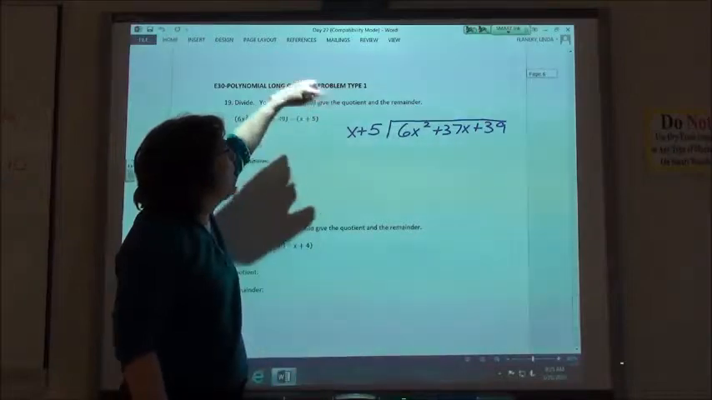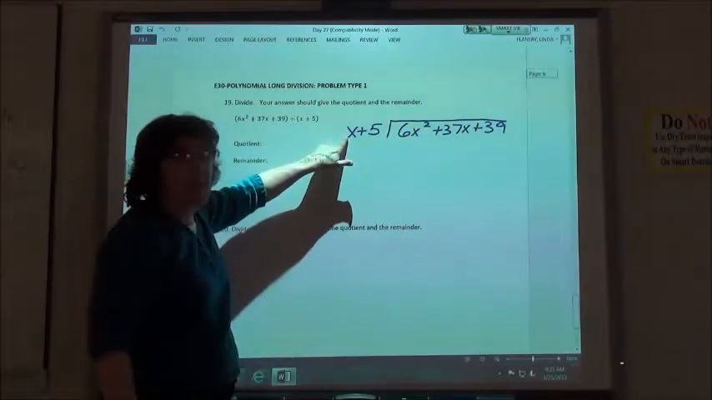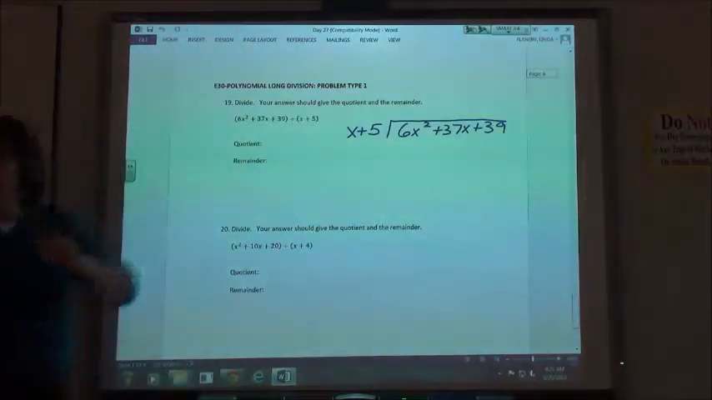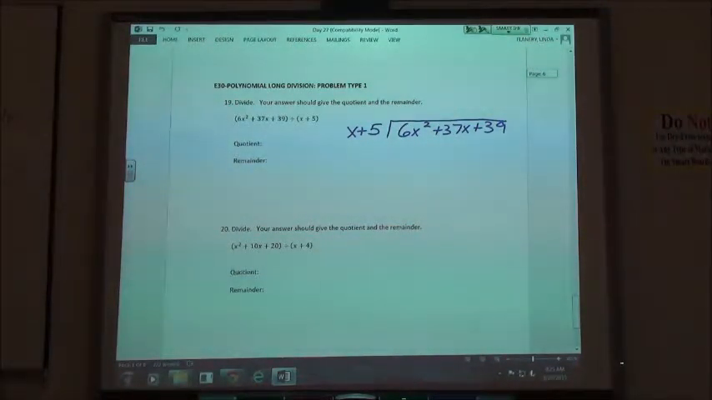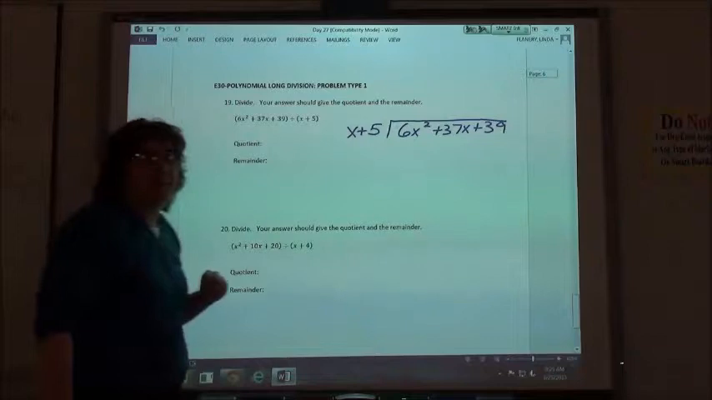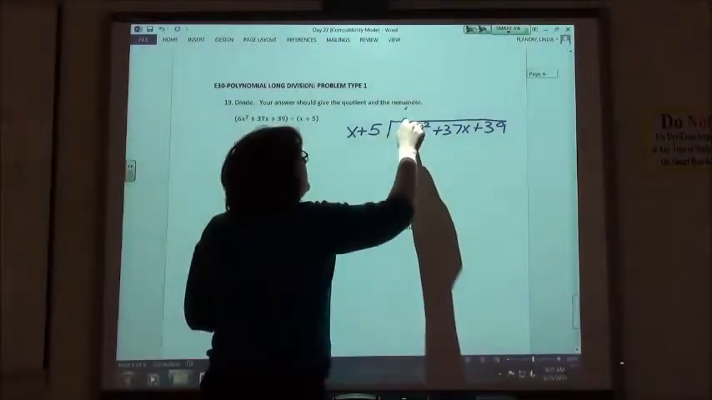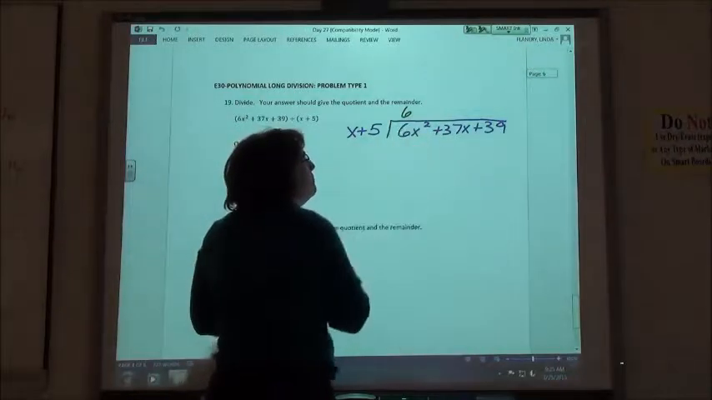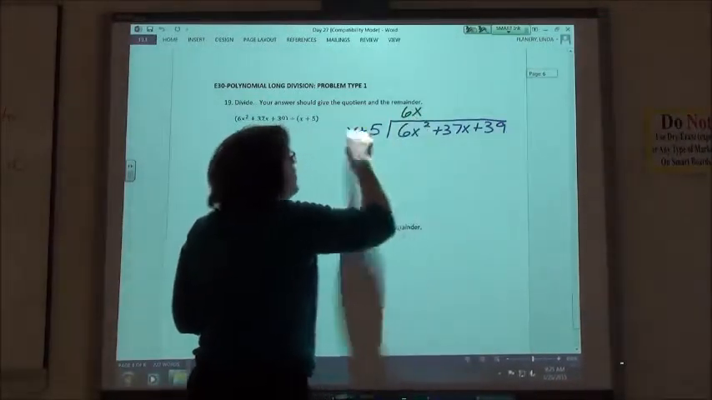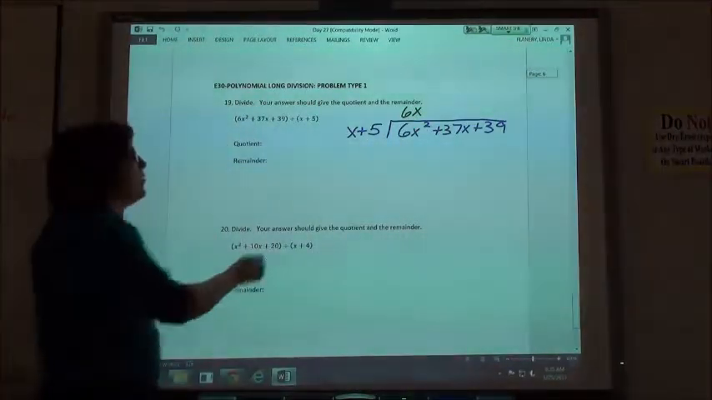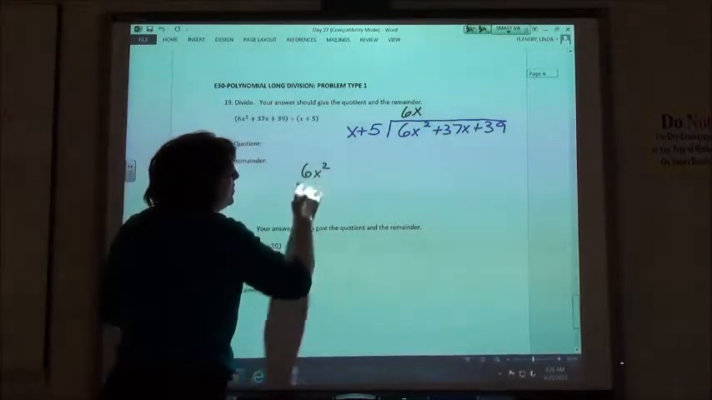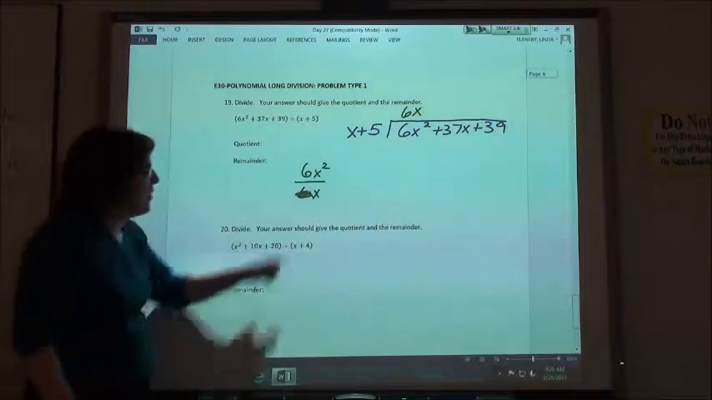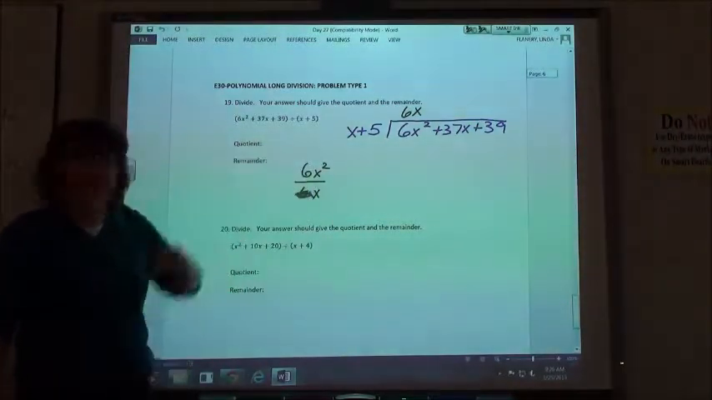So what you're thinking about is, what can I take times the x to get a 6x squared? What times x is 6x squared? I need a 6, and I need x squared. Wait, just one x because there's already an x there, right? So what you're thinking about is if I take 6x squared and I divide it by a 6, or by just an x, just taking one x out of there, I get 6x.